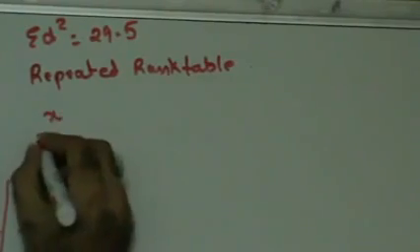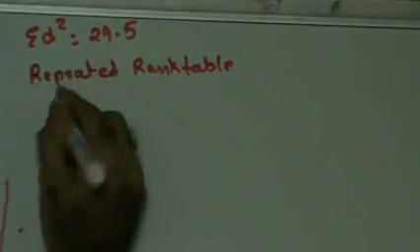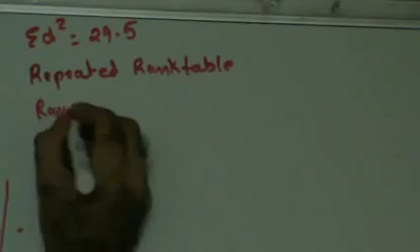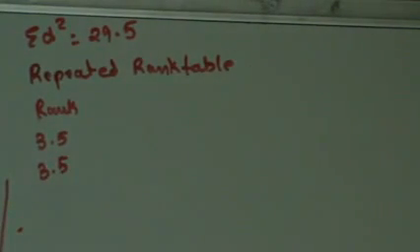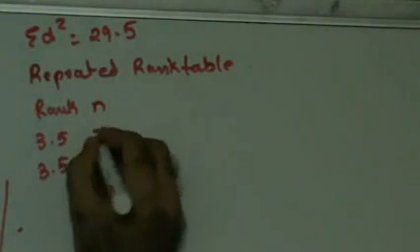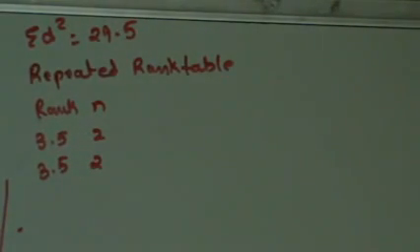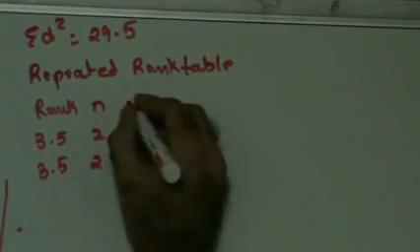Which are the ranks repeated in the X column? The rank repeated is 3.5. In the Y column also the rank 3.5 is repeated. How many times has it been repeated? Twice and twice. In the X column it has been repeated twice, and in the Y column it has been repeated twice.